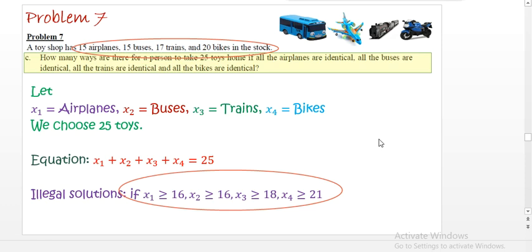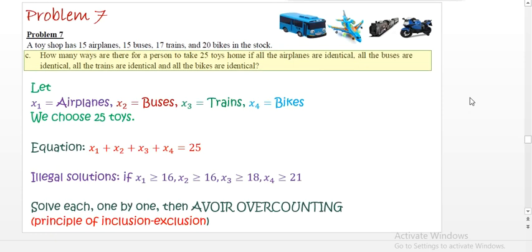If we get trains x3 greater than or equal to 18, it is not a valid solution. We have a maximum of 17 trains. Similarly, we have a maximum of 20 bikes. So if we get in some solution a value of x4 greater than 20, that is not a valid solution. That is an illegal solution. So we need to find the number of illegal solutions and subtract it from our total solutions.